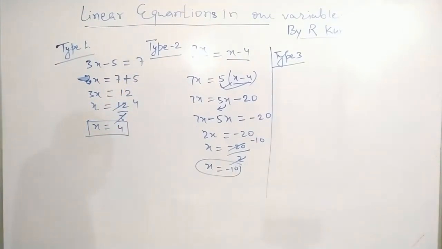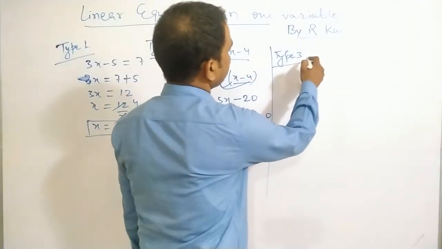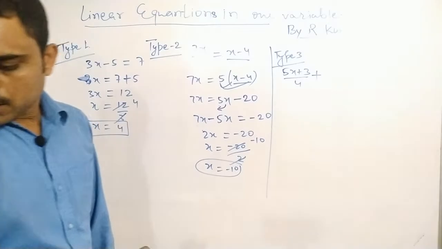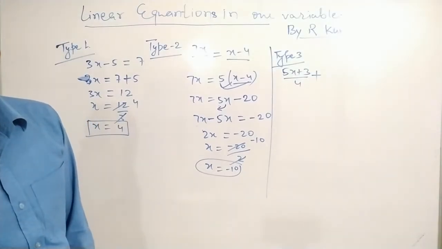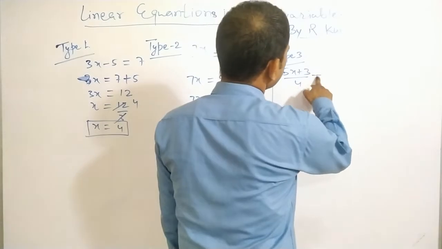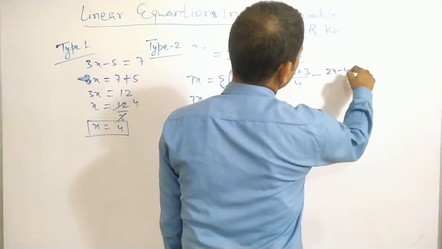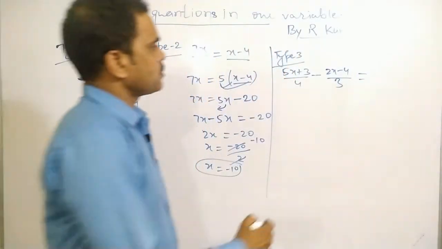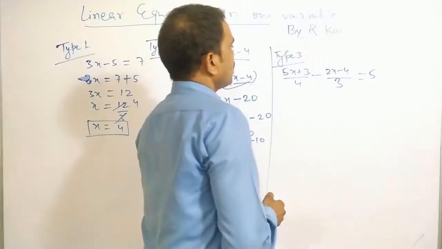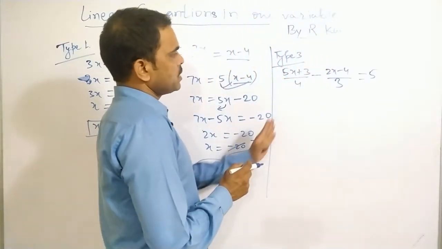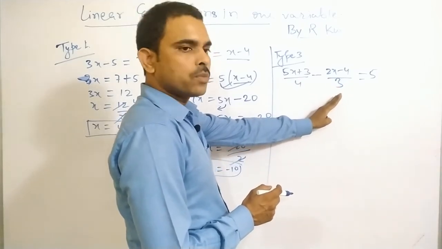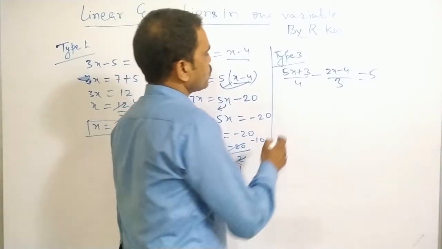Now I take a question for type 3 also. 5x plus 3 by 4, plus another one, 2x minus, I take 2x minus 4 by 3, equals 5. Now first of all again you can see the LHS and the RHS. In the LHS you need to simplify it, so first of all you will do this work only.